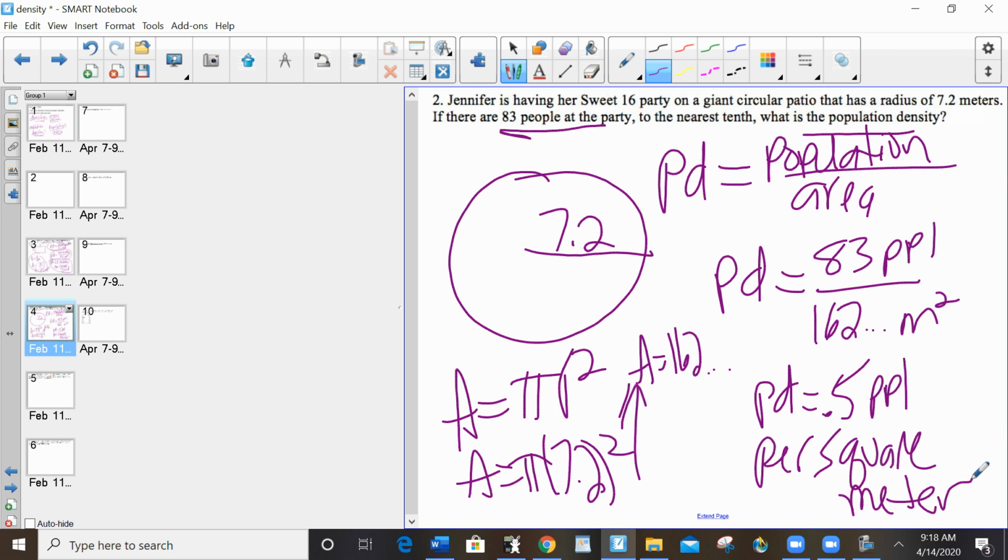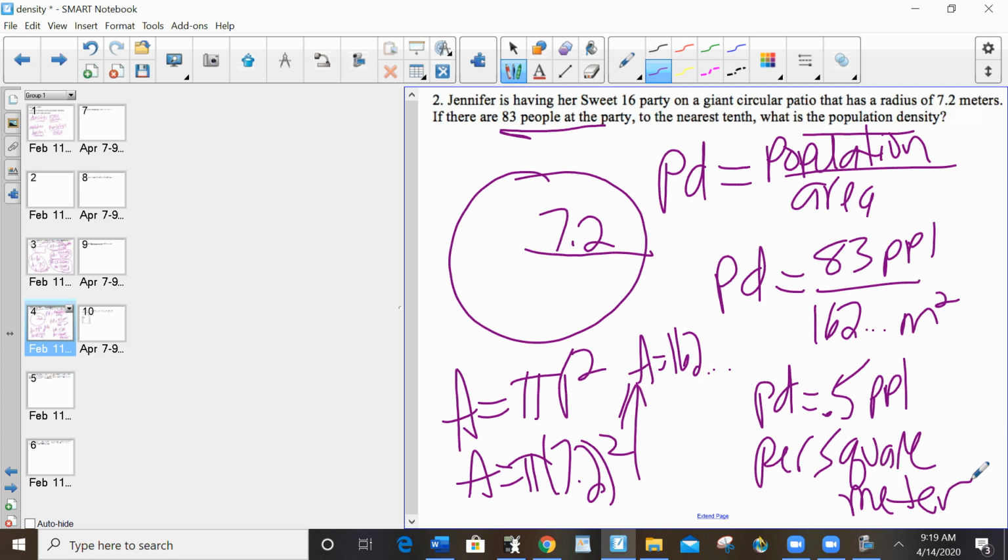So that's population density. Population density, again, measures the amount of people or whatever per unit of area. Somewhere like New York City is very population dense. Somewhere like the middle of Kansas is the opposite of that. It has a very low population density because there's not a lot of people per unit of area.